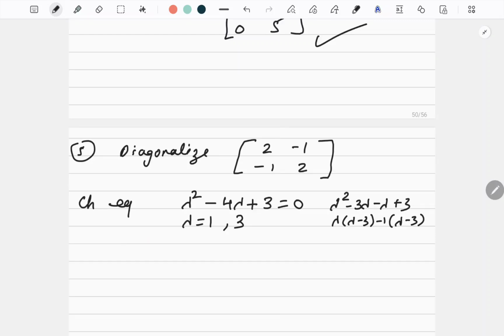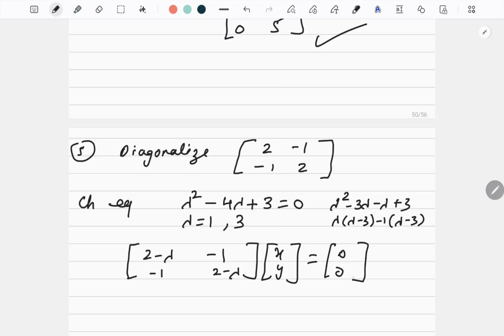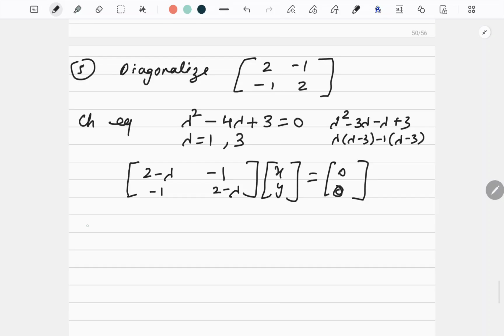Now let me find out the eigenvectors. So for eigenvectors you need to write this first. Correct? Now here x y is equal to 0 0. Now let me do one by one for both the values. For lambda is equal to 1, when I am doing, what am I getting? 1 minus 1, 1, 1.